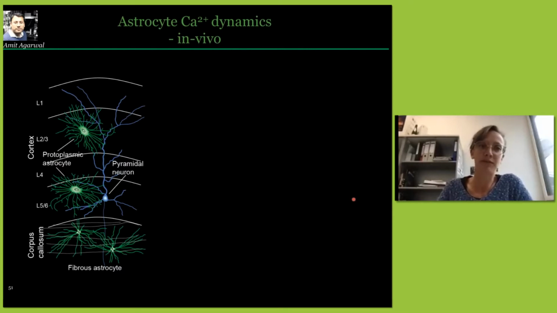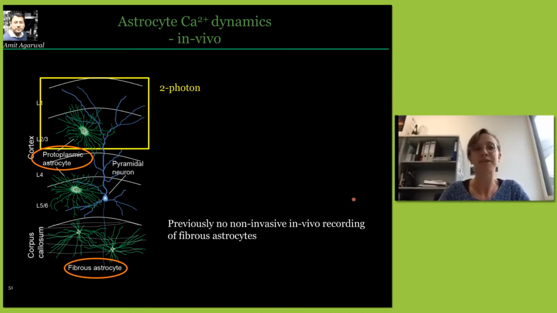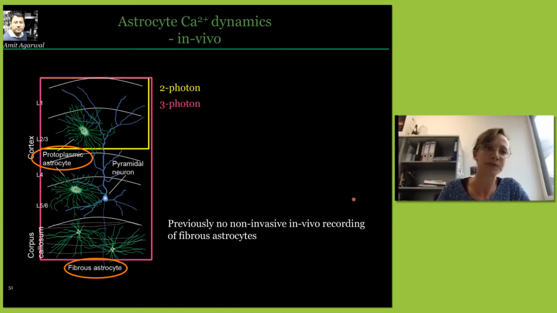So most of the knowledge we have of astrocyte calcium signaling in vivo is obtained via two-photon microscopy in the upper layers of the cortex. However, like neurons, there are different classes of astrocytes, mainly protoplasmic astrocytes, which reside in the gray matter, so the cortex, and have already been investigated in vivo with two-photon microscopy. We also have fibrous astrocytes, which reside in the white matter, so the corpus callosum. And due to their deep location in the brain and their location amongst the highly scattering fibers of the corpus callosum, they have previously not been investigated in vivo. So that's why we set out with our three-photon microscope to study both cell types, protoplasmic as well as fibrous astrocytes.